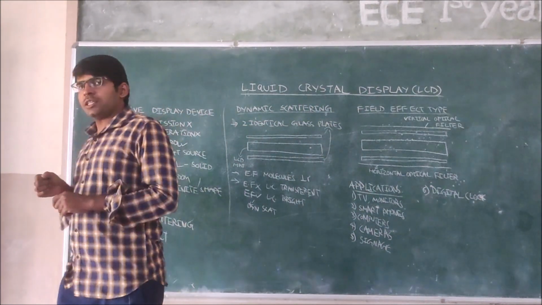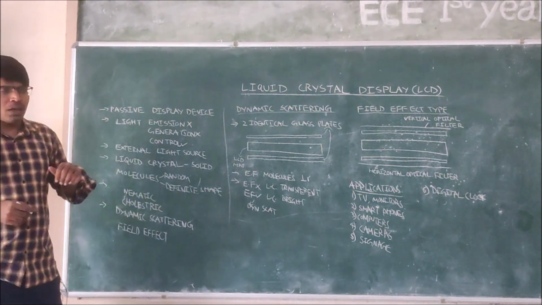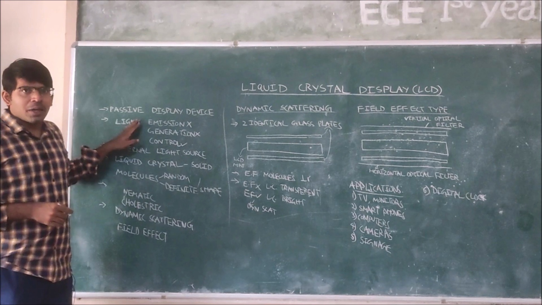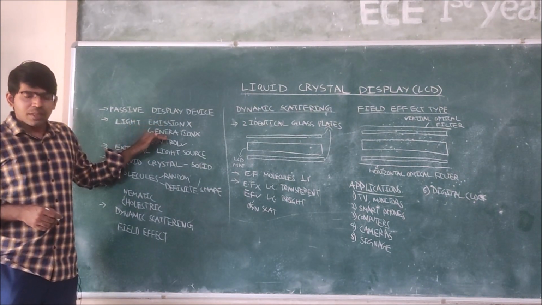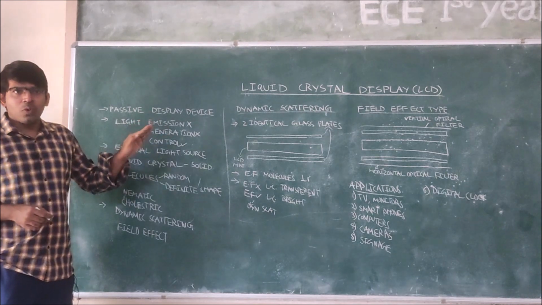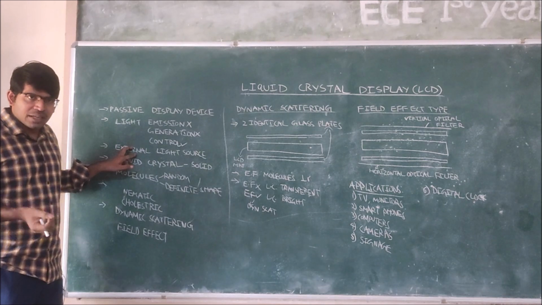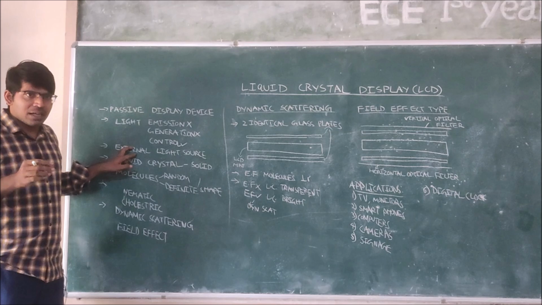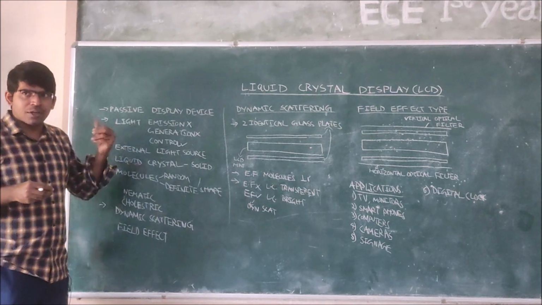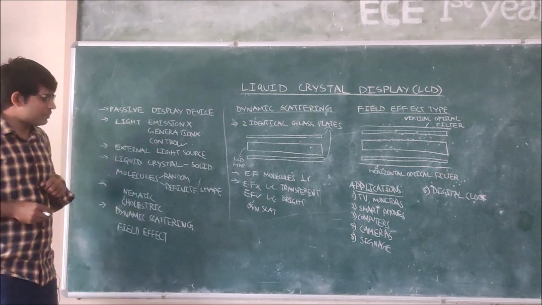Actually, this liquid crystal display is a passive display device. It cannot emit light like LED. It is not generating the light, but it can only control the light. It requires an external light source like LED. This external light source supplies light to the LCD. LCD can control that light.